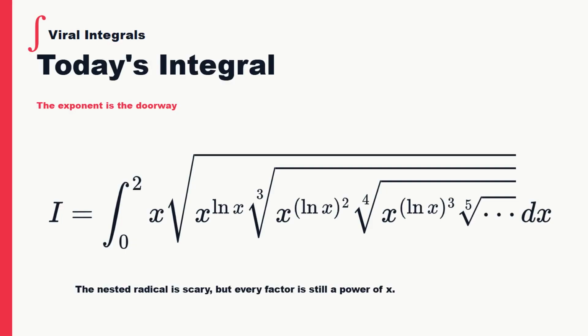So today we have this integral. At first glance it looks completely unreasonable. Roots inside roots, logs in the exponents, and no obvious substitution. The clue is that every factor is still a power of x, so we can attack the exponent instead of the radical.